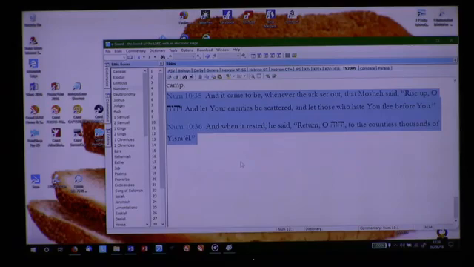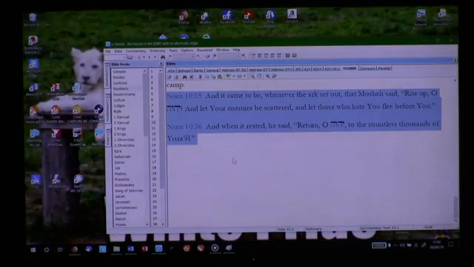Now, in the English Bibles that I have access to, which nowadays, because of computerized thingies, I have access to a lot of them. This is what it looks like. It says, approximately, "And it came to be, whenever the ark set out, that Moshe said, 'Rise up, O Yahweh, and let your enemies be scattered, and let those that hate you flee from before you.' And when it rested, he said, 'Return, O Yahweh, to the countless thousands of Yisrael.'"